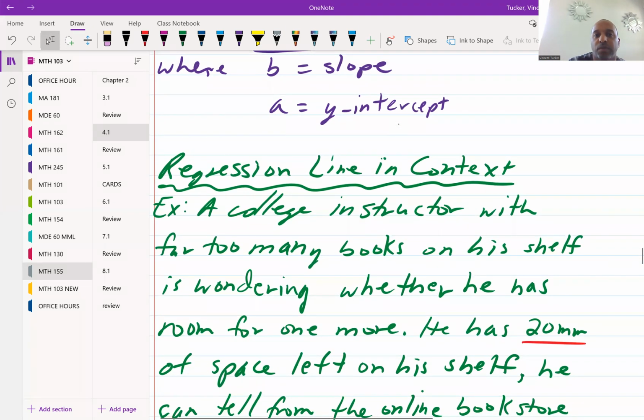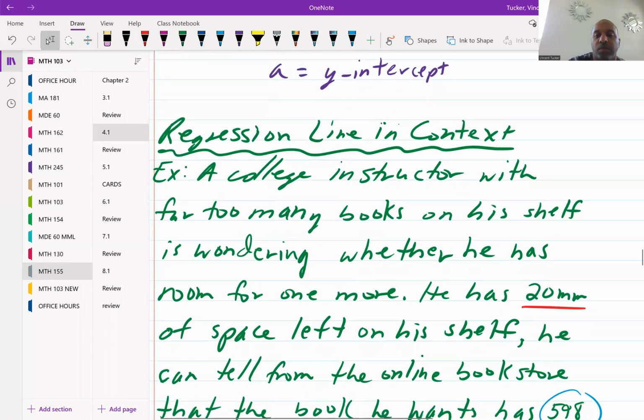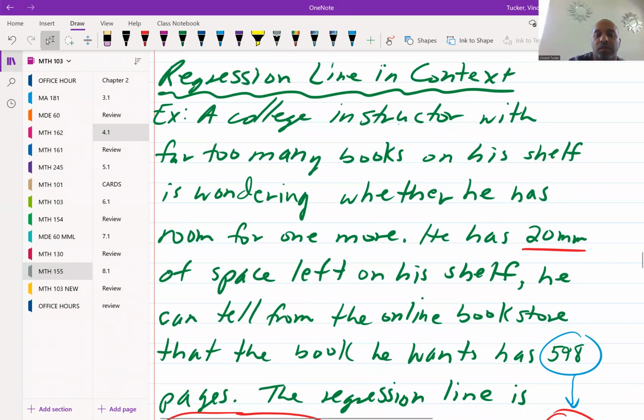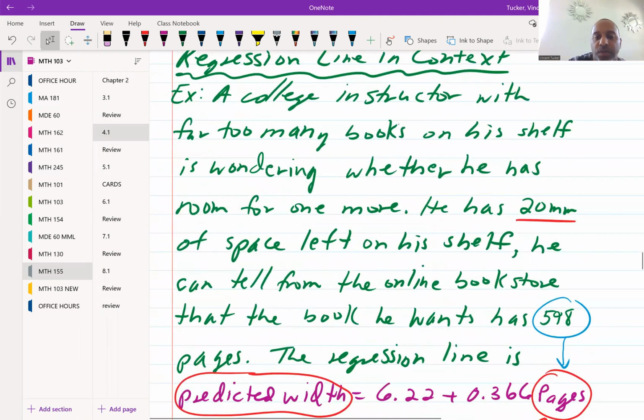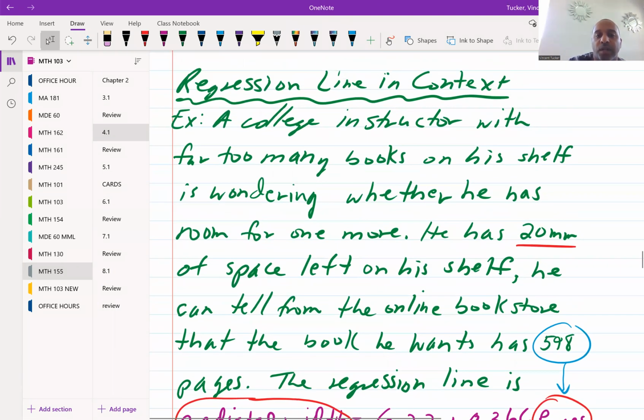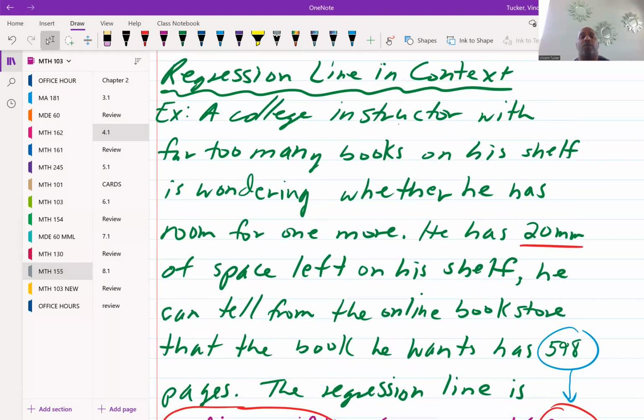So purple. See if I can get all of this in here. Okay, now we're going to start. So the regression line in context. Our first example: a college instructor with far too many books on his shelf is wondering whether he has room for one more. He has 20 millimeters of space left on his shelf. He can tell from the online bookstore that the book he wants has 598 pages. The regression line is... I'll give you a second to copy this down before we scroll up.